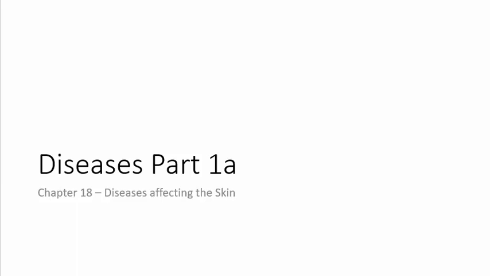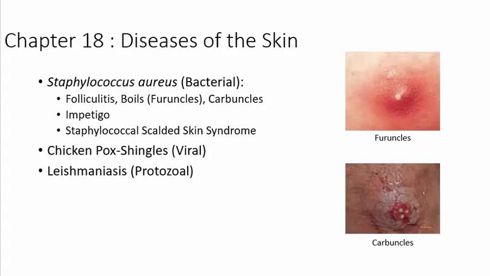Right, so we're going to be looking at diseases part 1A, which is the diseases that affect the skin. And we've selected 3 diseases which we think are most important, or at least most interesting and relevant. The first one is a bacterial disease, which is caused by Staphylococcus aureus. There are several different presentations of the disease caused by staph in the skin, and when we call it a staph infection, that's what we're talking about. Then the viral disease that we selected was chickenpox and shingles, and the protozoal disease we selected was leishmaniasis.